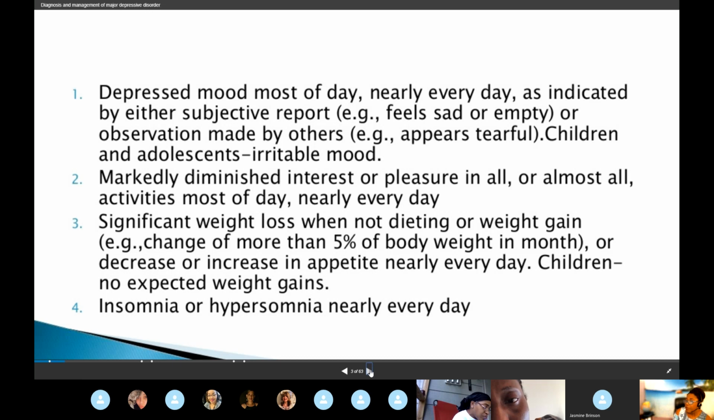That irritable mood in children. I'm going to see insomnia or hypersomnia. That's I can't sleep or I get too much sleep. People who have a depressive disorder most often don't get a good sleep. So they may be in bed, hypersomnia, getting some sleep, but they're not going to get a full night of rested sleep.